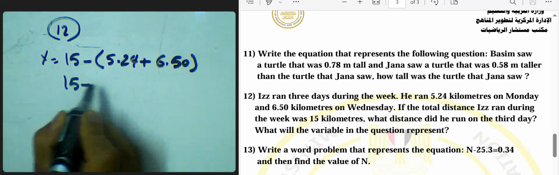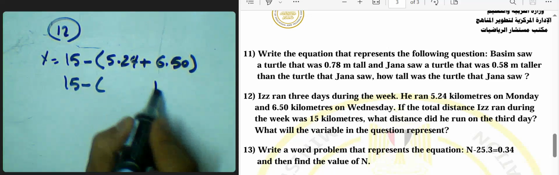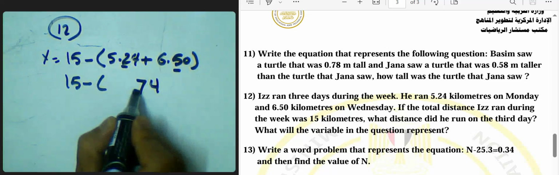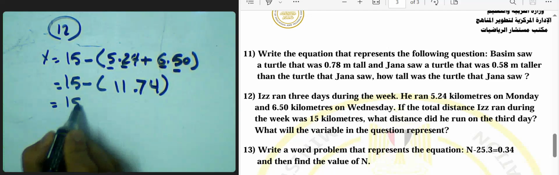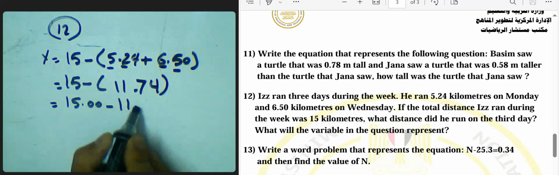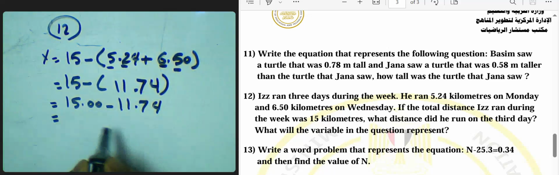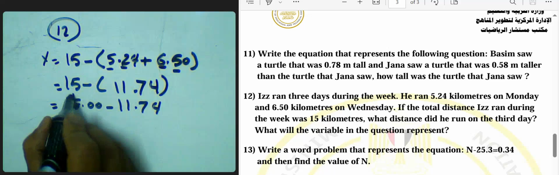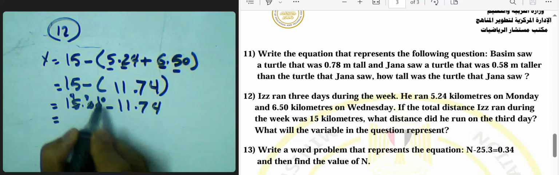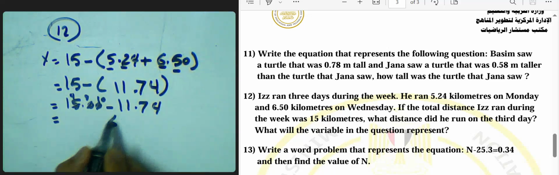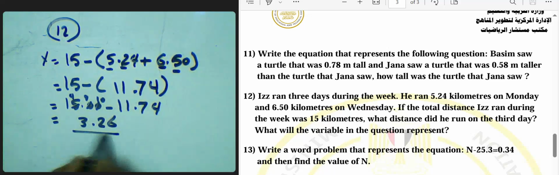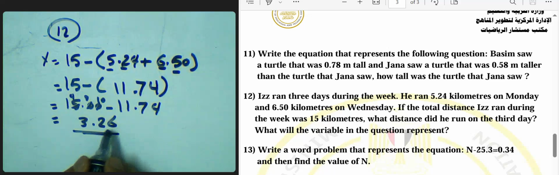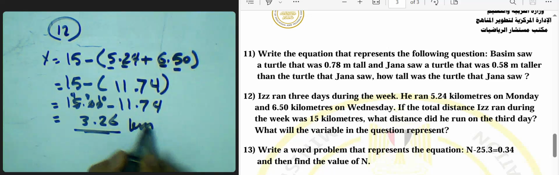The result will be 15 subtract by the sum: 0 plus 4 equals 4, 5 plus 2 is 7, and 6 plus 5 equals 11. To get the difference between them, 0 minus 4 we can't do it, so we borrow: 10 minus 4 is 6, 9 minus 7 is 2, 4 minus 1 is 3. So the result will be 3.26, and we write kilometers next to it.